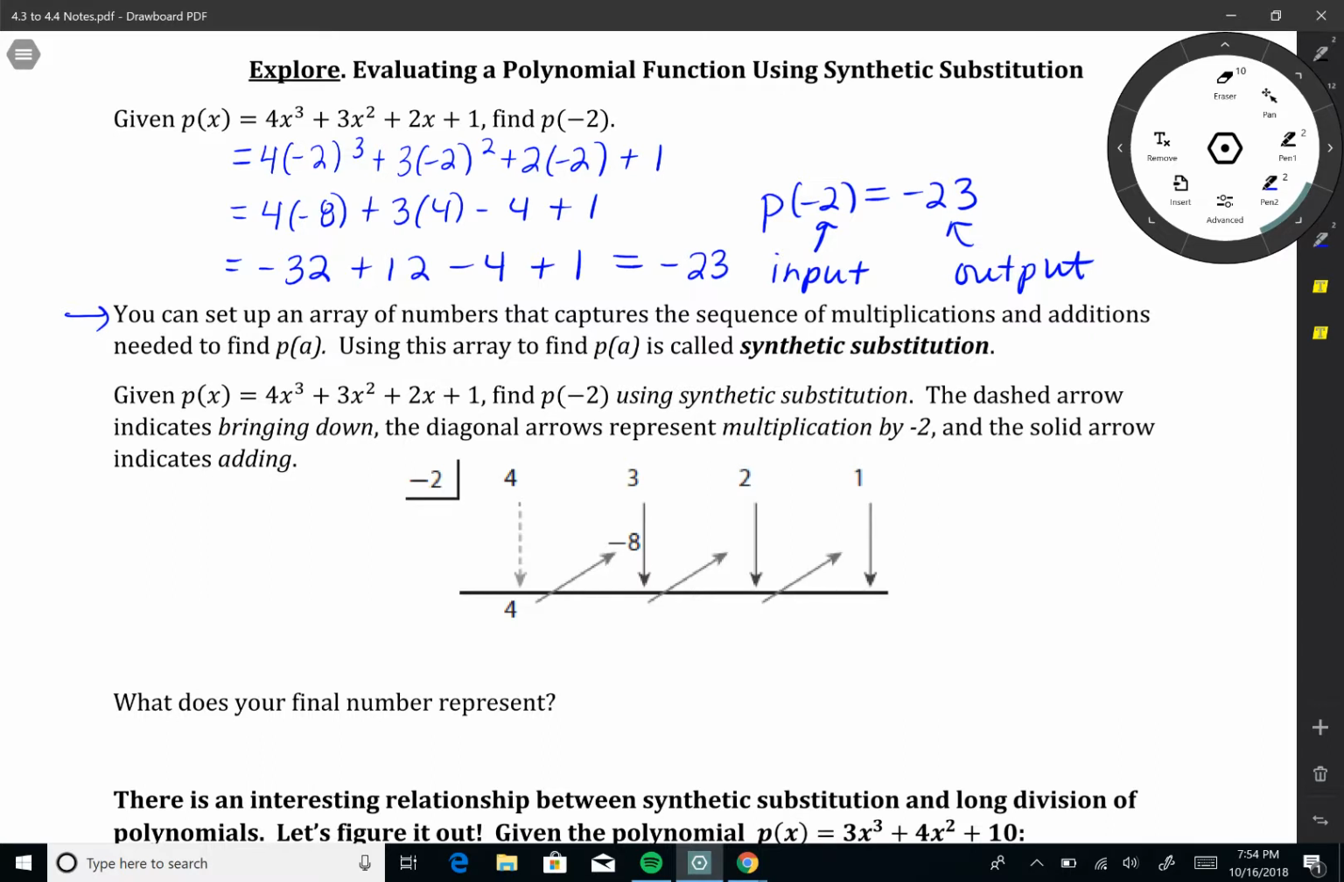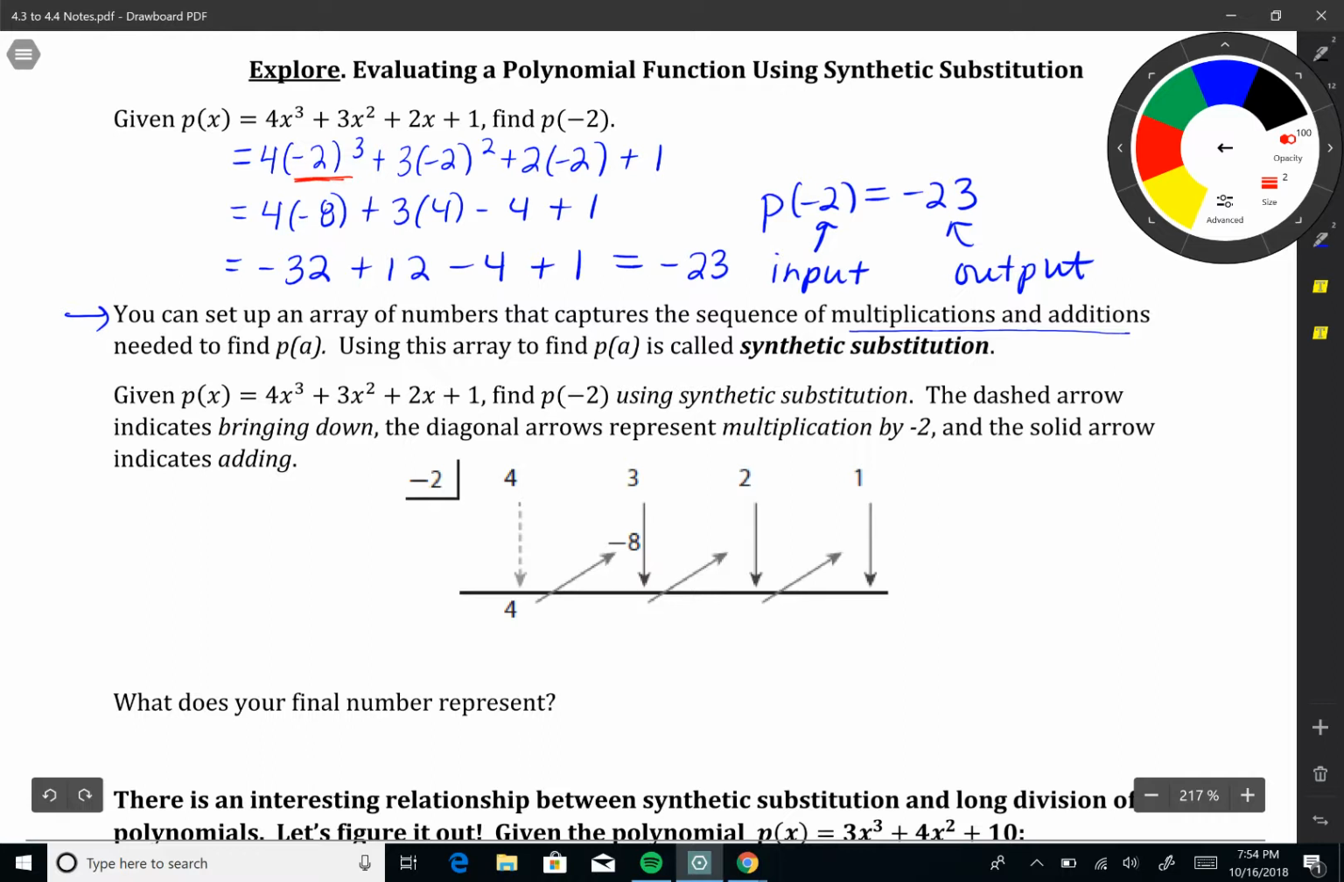So when it says captures the sequence of multiplications and additions, you can see up here in my work, this is all multiplication. When I'm cubing negative 2, I'm multiplying by itself 3 times. And this one, I'm multiplying negative 2 by itself 2 times. Then this is multiplication. And then this last series is addition. Okay? So all of those operations can be done synthetically, which, synthetic in my mind, I think of as fake or not real, okay? So using kind of a shortcut method, which we call synthetic substitution.